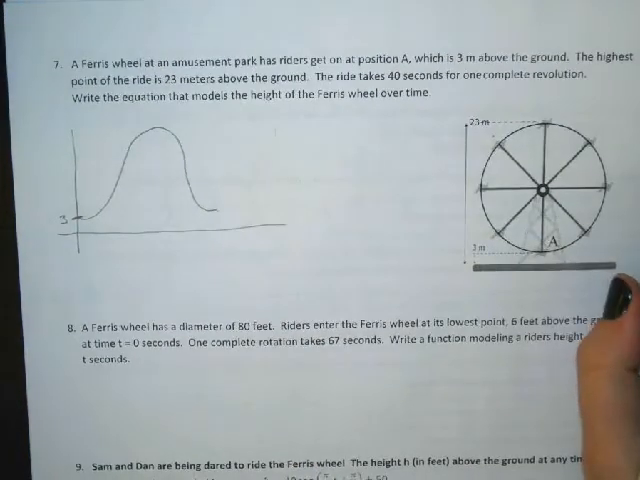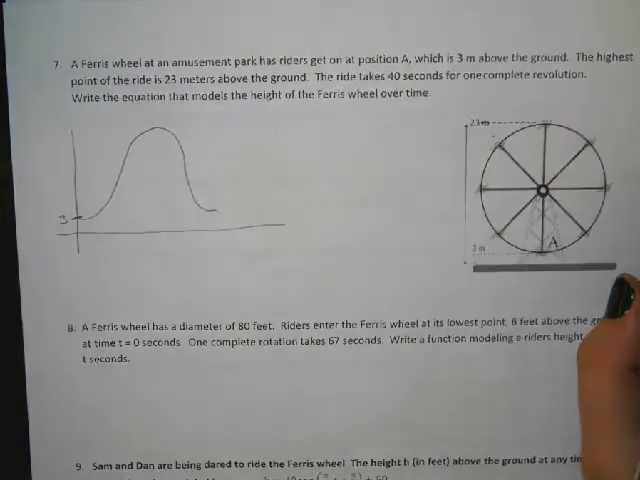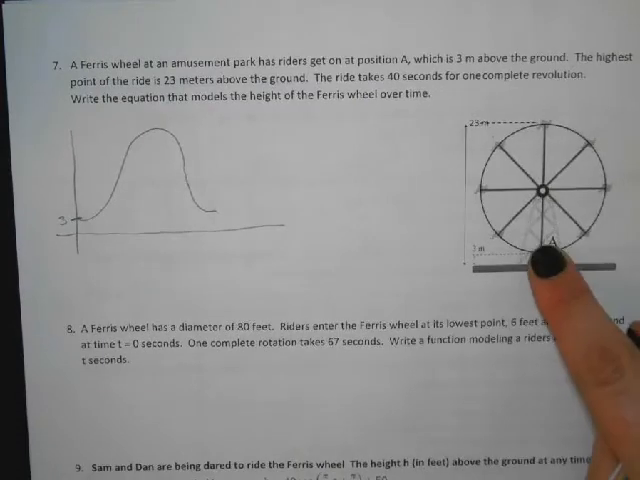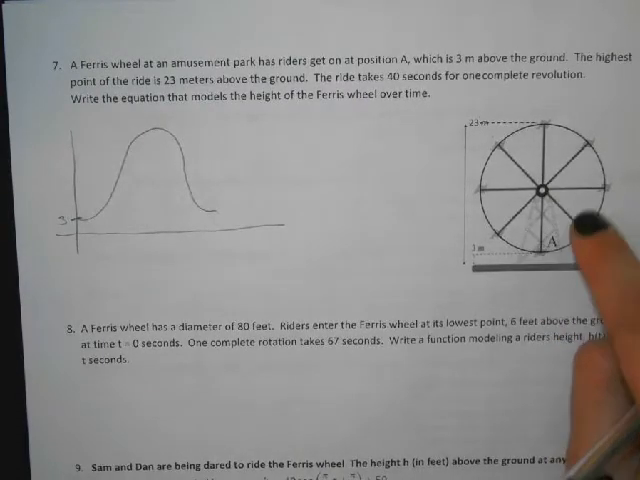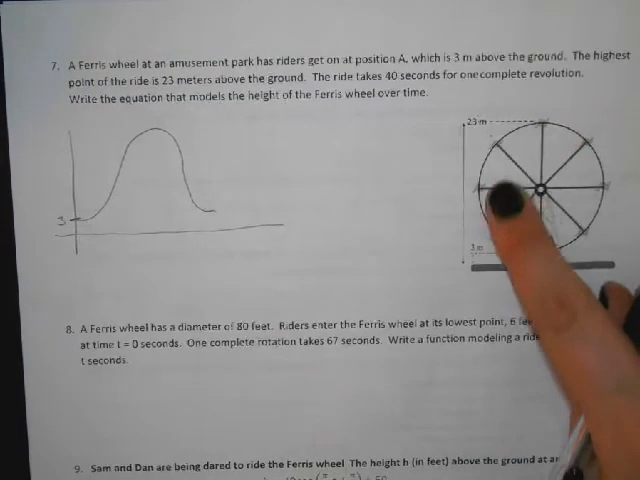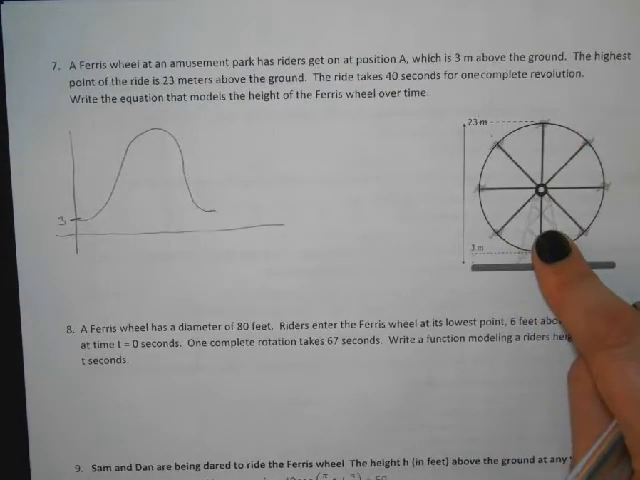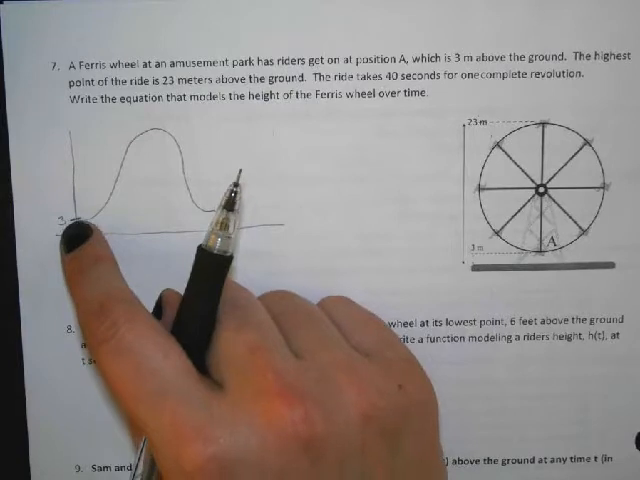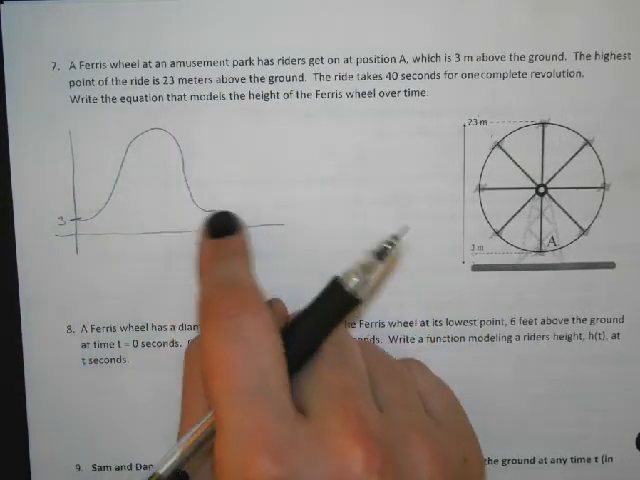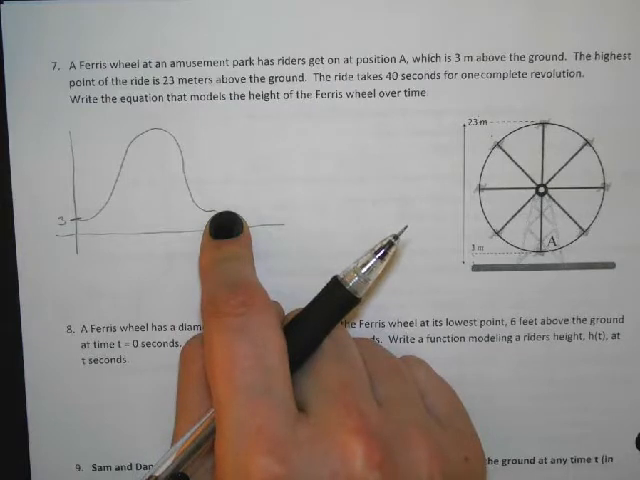What kind of graph does that look like? That's a cosine graph. Okay? So when you're on a Ferris wheel, you start at A, you go higher, higher, higher, higher, higher, you reach the top, and then you go down, down, down, down, down, and you reach the bottom. Okay? So on the cosine graph, you get on, you go higher, higher, higher, reach the top, you go down, down, down, reach the bottom again. Okay? Does that make sense?